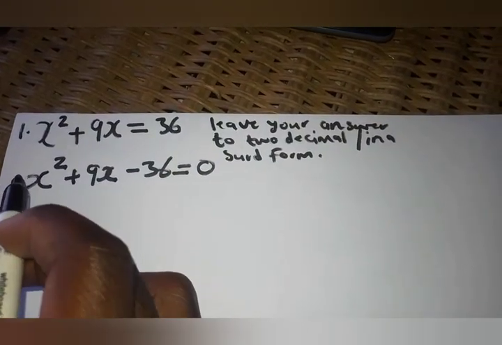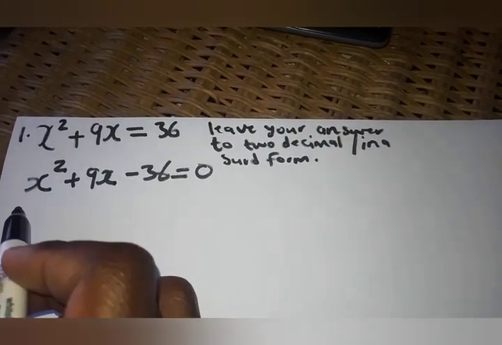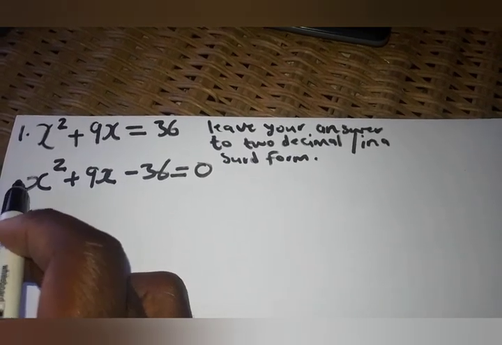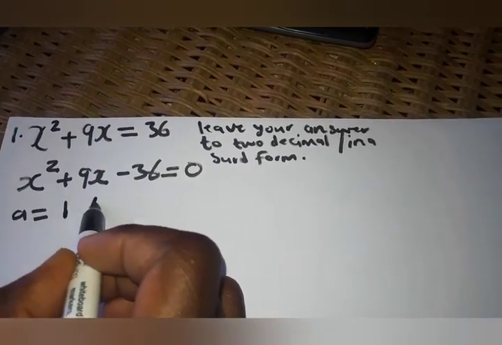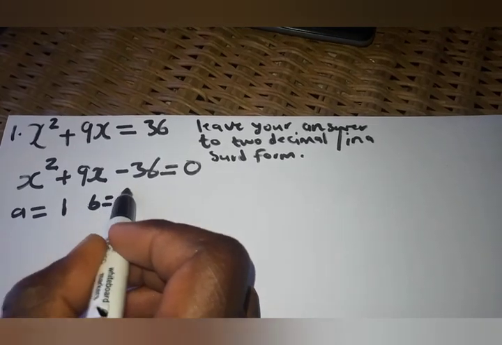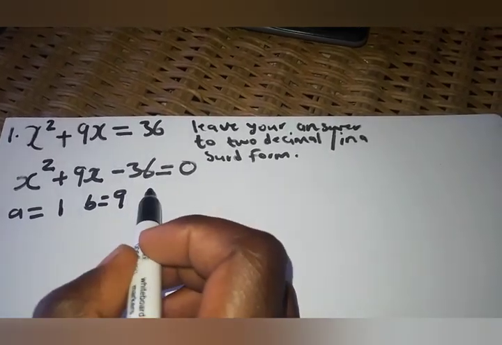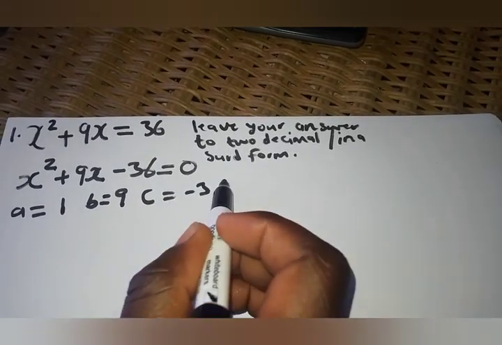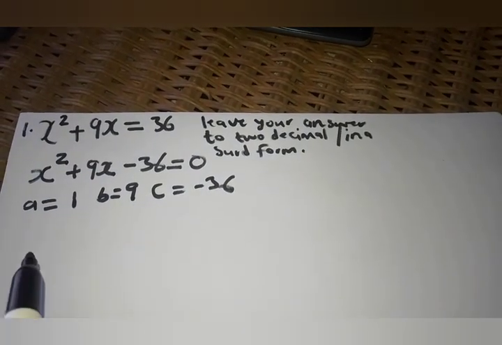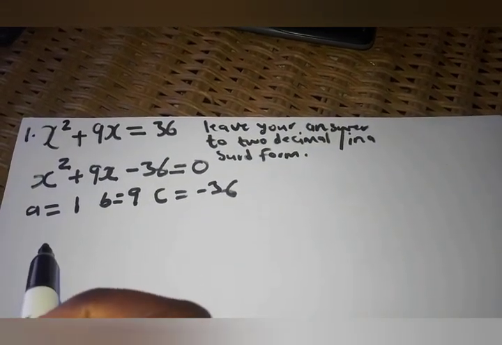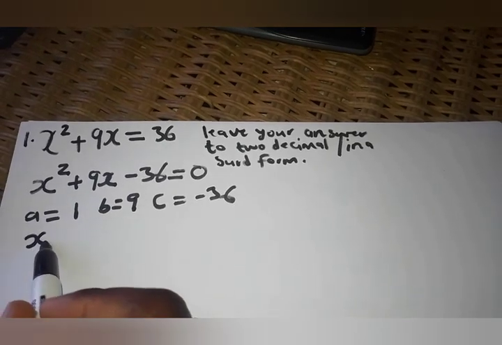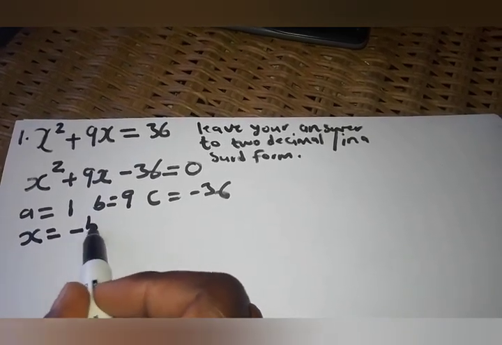We need to take out our coefficients. Remember I said we deal with coefficients. So the coefficient of x squared, which is a, we have 1. Coefficient of b, we have 9. And minus 36 is our c. You see that? Before you can do anything, to make it easier for you to solve, take those coefficients out so it can be easy.